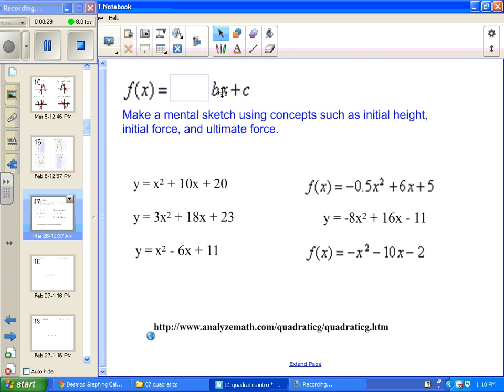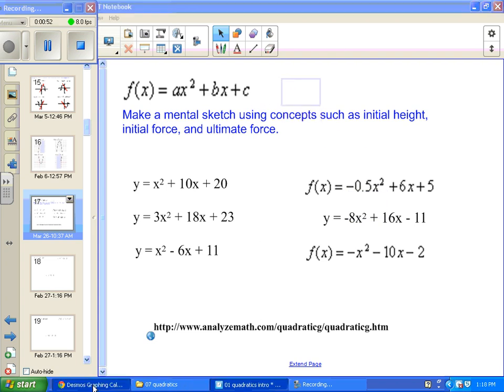To begin with, we're going to look at the fact that every quadratic function begins with a linear function which has a squared part that's added to it. So for example, we could start by looking at 10x plus 20 or 18x plus 23 or negative 6x plus 11 and then studying the effect that the x squared or the 3x squared or in this case the negative 1 half x squared has on the curve.